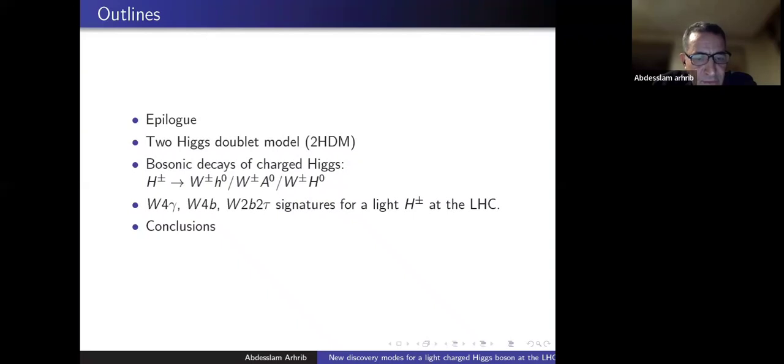About W to 4 photon signature, and W to B, and W to B and 2 tau. And then I will conclude.